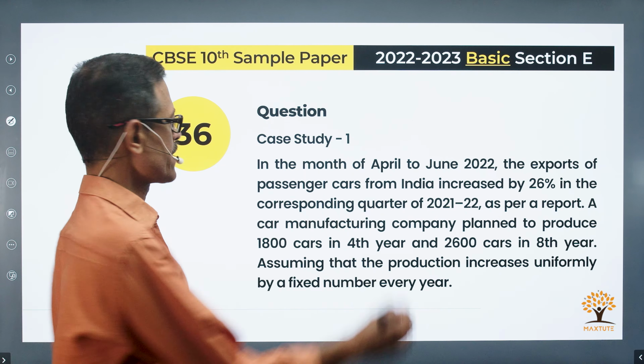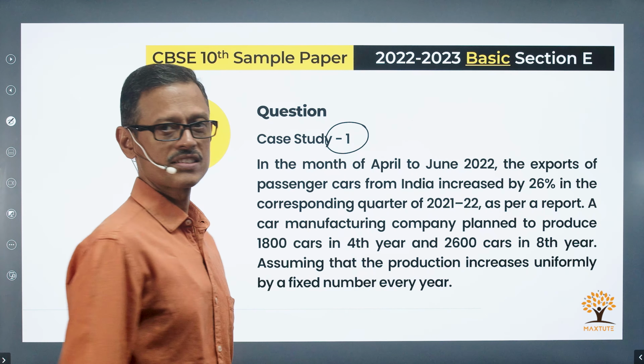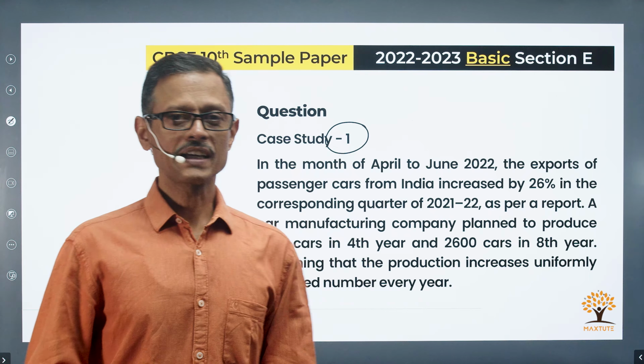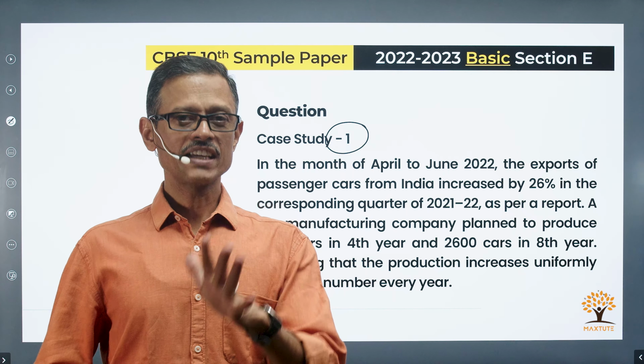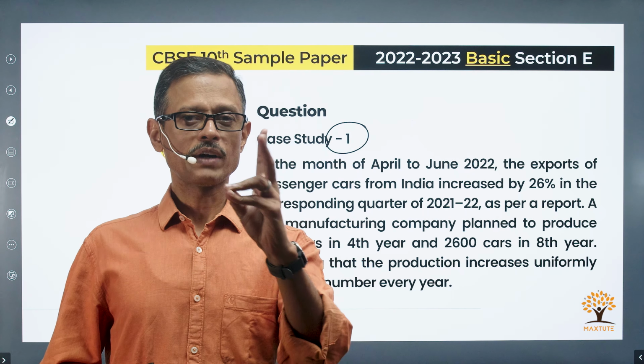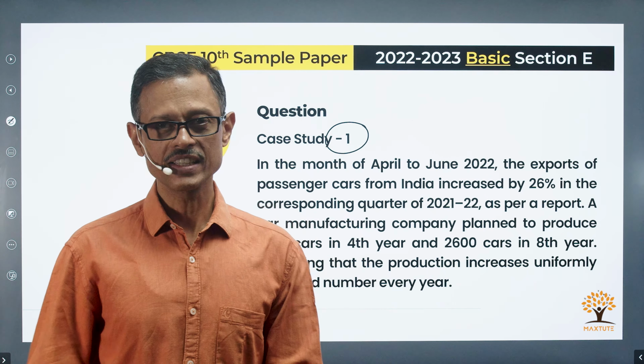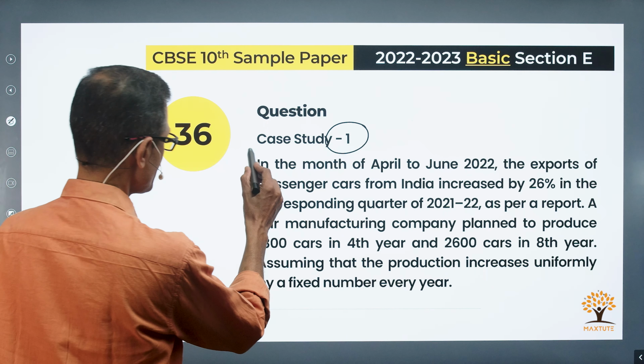Question 36, this is a case study question. This is the first of the case study questions. This question is from the topic Arithmetic Progression. An interesting question has got 3 questions, part 1, part 2, part 3, and an internal choice for one of these. Let's leave this component.